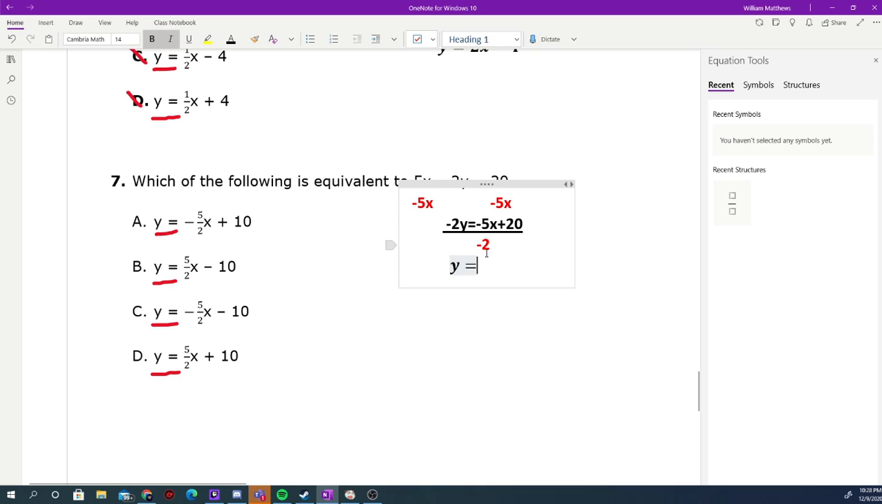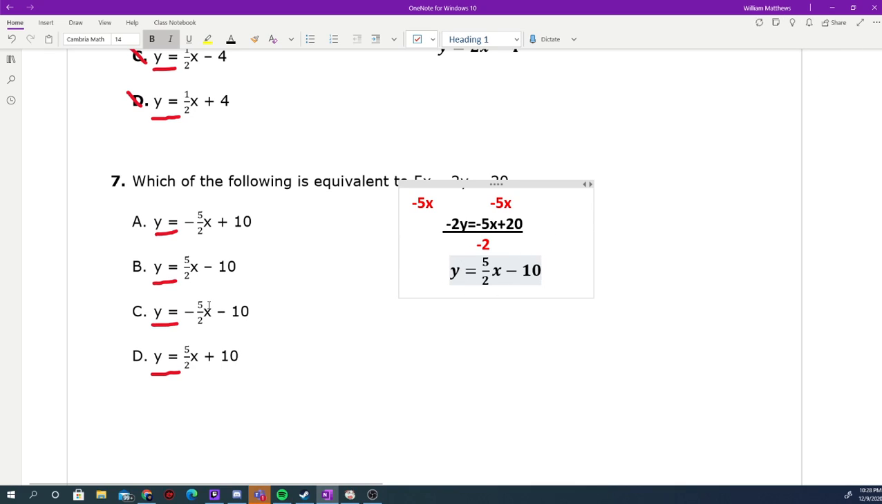negative 5 divided by negative 2 would be a decimal. As you can see, we do not have a decimal for our slope, our coefficient of x, so we need to leave it in fraction form. This would become a positive 5 over 2 times x. And then our last piece, positive 20 divided by a negative 2 would become a negative 10. So now that I've completely simplified this, I can check out my work.